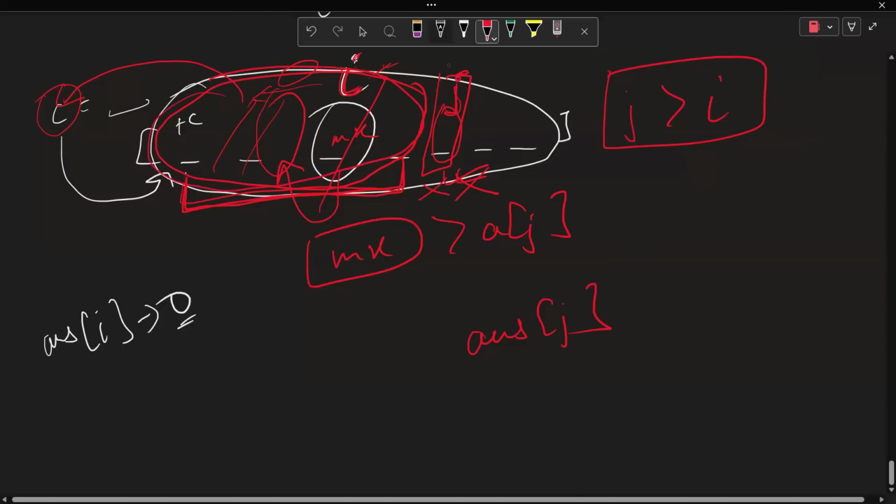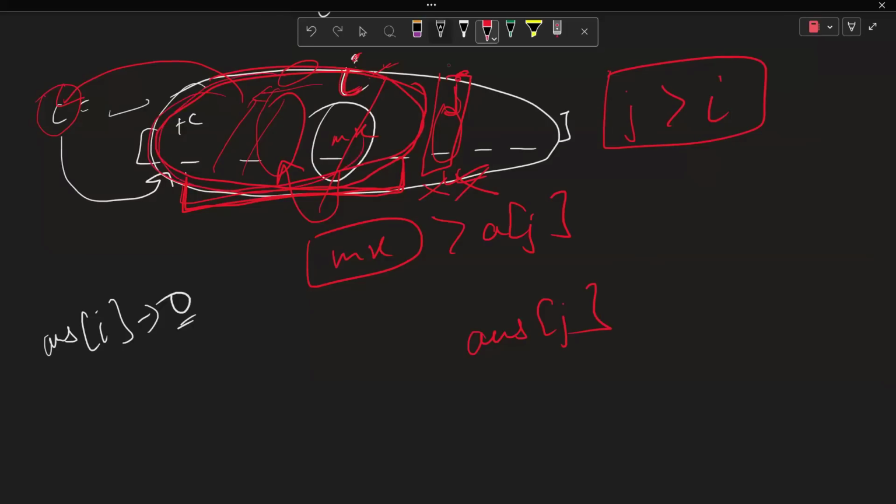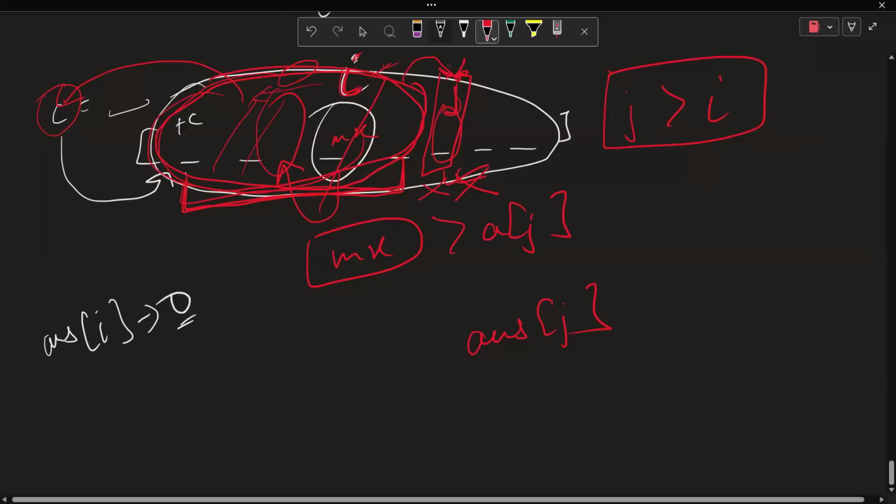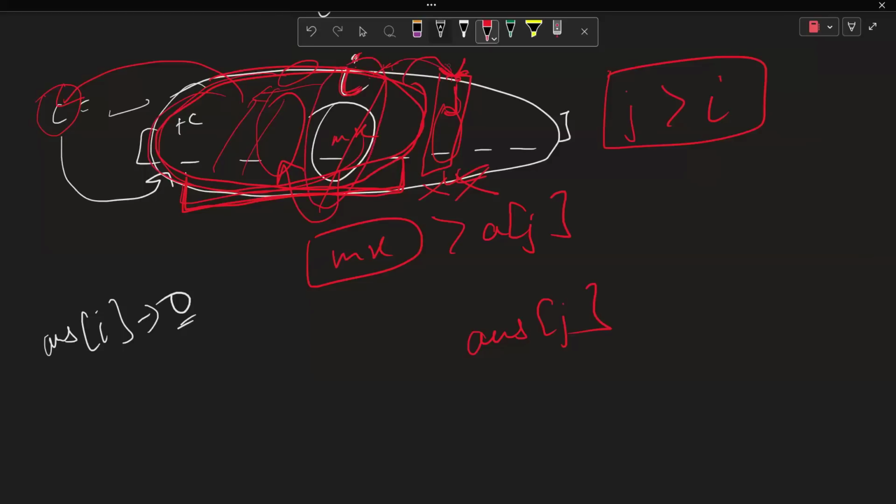If you remove all of them before that, the votes of all of them would go to J, because J is now the lowest numbered candidate currently. All those votes should go to J, including the vote of the maximum candidate. So now J is definitely going to win in this case.